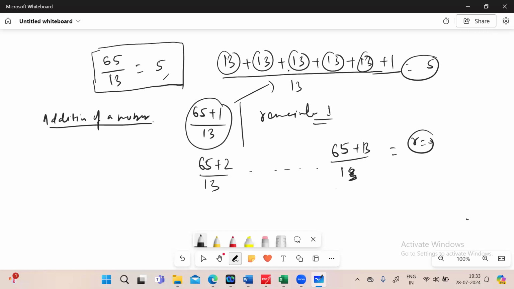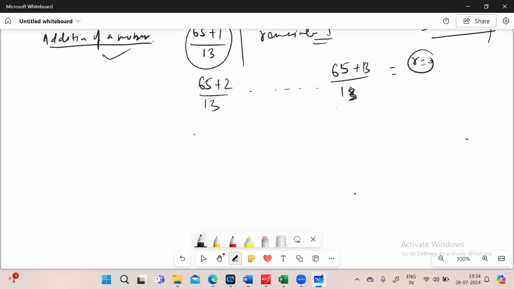And if it is any number greater than 13, then we have to identify that this can be grouped in 13, and then the 2 will be the remainder. So the addition of any number will act as a remainder, and that remainder can further be solved to get a remainder less than 13. ठीक है?